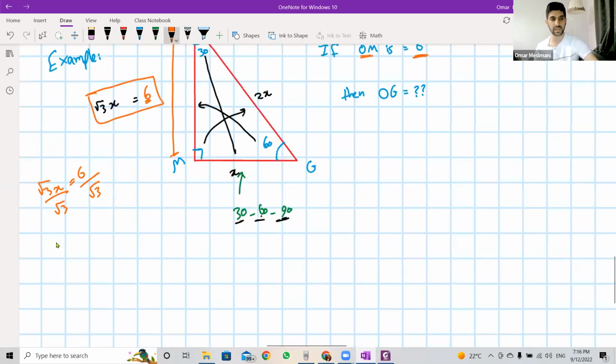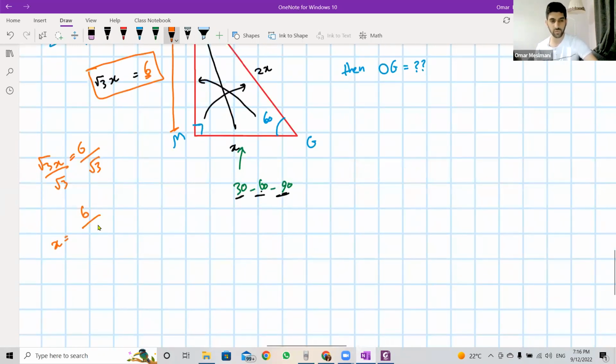I'm going to say that x is equal to 6 over root 3. And if you know how to simplify it, you have to know it. This is something we learned from the radical lesson. I'm going to multiply by root 3 up, root 3 down. It's going to be 6 root 3 over 3. And the answer is going to be 2 root 3.